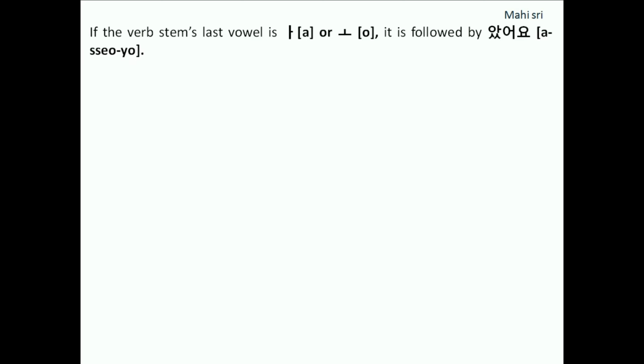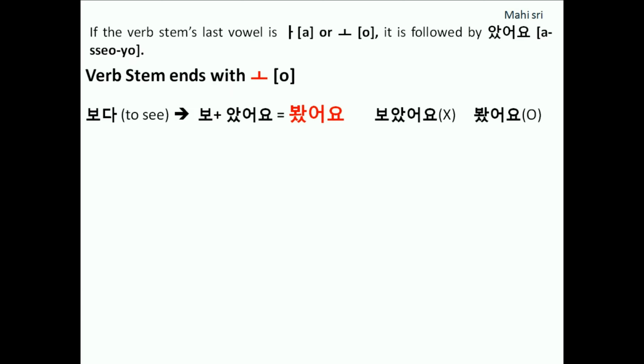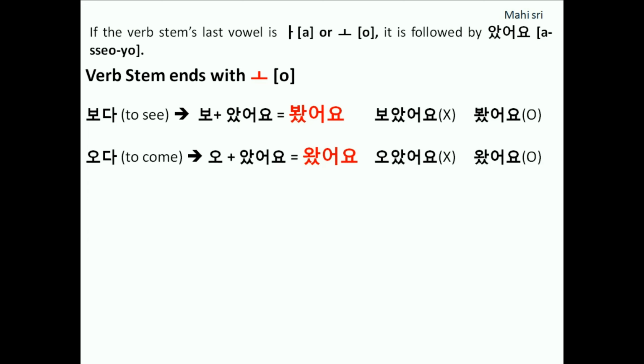Now we're gonna learn verb stems that end with o. Poda, to see. Po plus asoyo. Here in the verb stem po, the vowel is o, and in asoyo it is a. So the o plus a combines and becomes pa, pasoyo. As you are familiar with the verb conjugation of present tense, you may feel these are very easy and you can understand easily. So I am just explaining very briefly. Oda, to come. O plus asoyo becomes wasoyo.